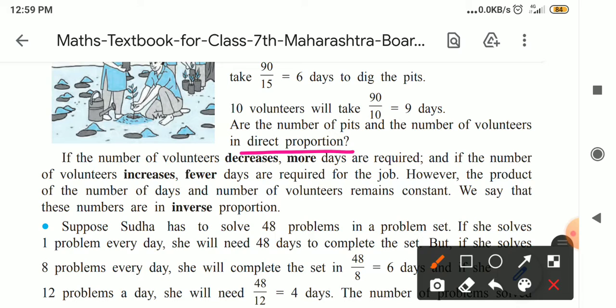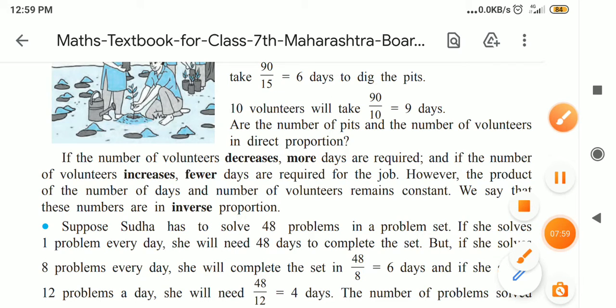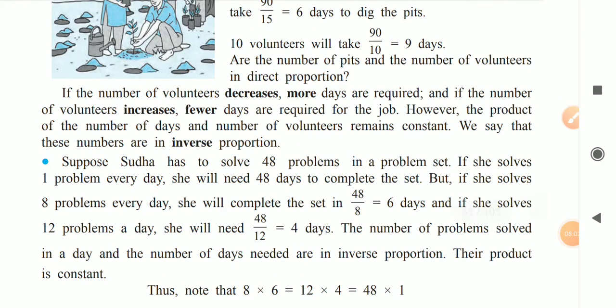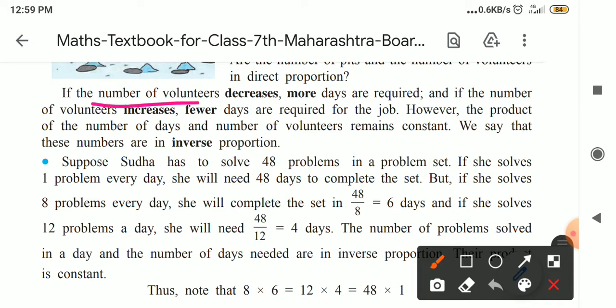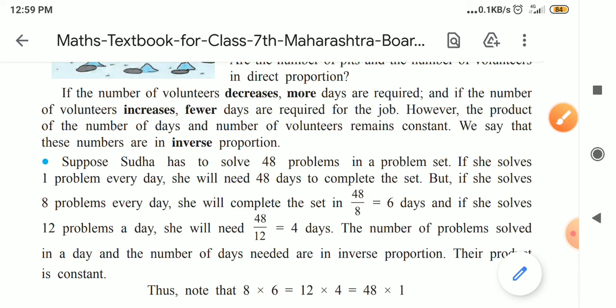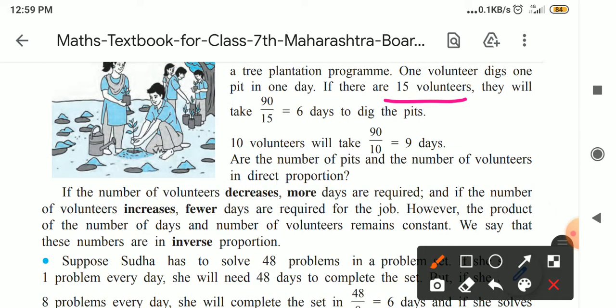No, they are not in direct proportion. Why? Because in direct proportion the ratio is the same, and here what is the same? That is, the product is the same. If the number of volunteers decreased, see here, the number of volunteers decreased, more days are required. Volunteers at first, how many were there? 15, but it was decreased to 10. So here it requires 6 days, but if 10 volunteers are there, 9 days are required. So here what they told you: if the number of volunteers decreases, more days are required.